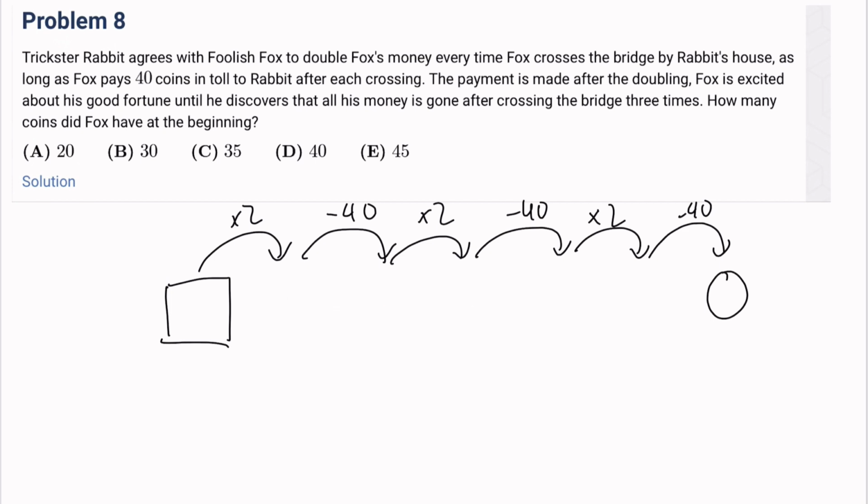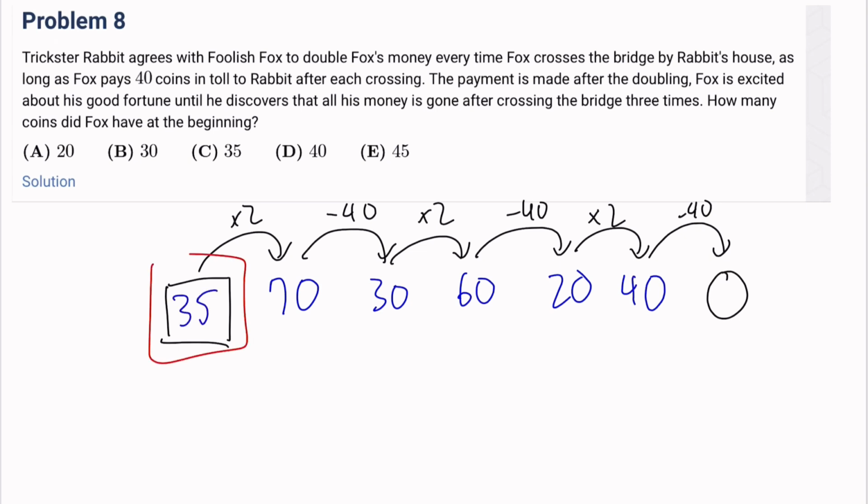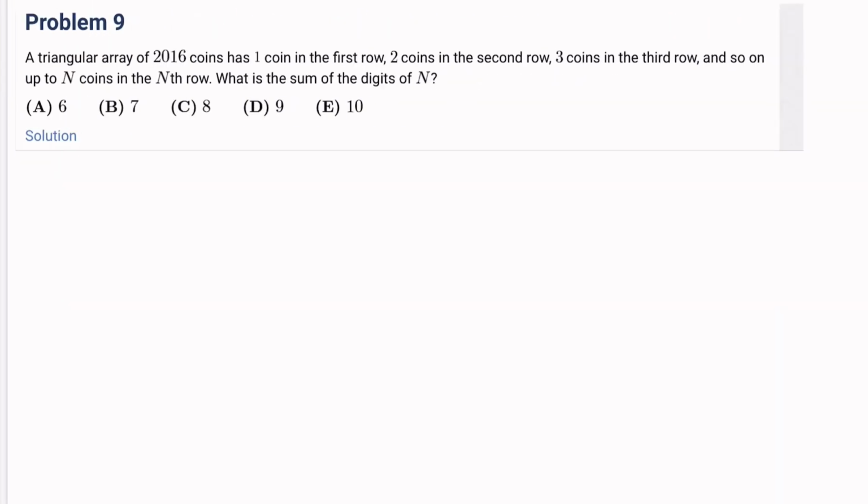So since something minus 40 is 0, then that would be 40. Since something times 2 is 40, this would be 20. 20 plus 40 is 60. 60 divided by 2 is 30. 30 plus 40 is 70. And 70 divided by 2 is 35. So that means Fox had 35 coins at the beginning. The answer is C.